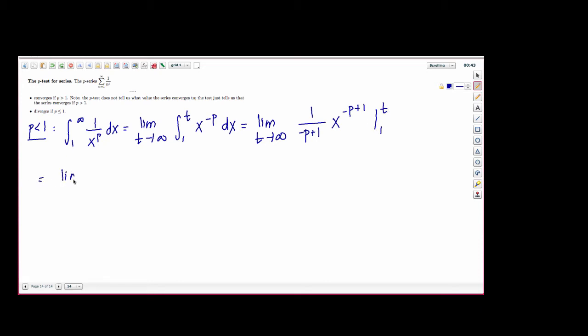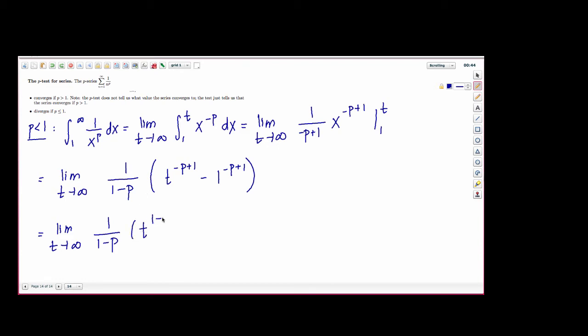So we'll rewrite this as the limit as t goes to infinity. Our constant out front, that 1 over minus p plus 1, we'll write as 1 over 1 minus p, and I'll just pull that out front. Then we've got t to the minus p plus 1 minus 1 to the minus p plus 1. So let's think about what happens as t goes to infinity. We've got the limit as t goes to infinity of 1 over 1 minus p. Now minus p plus 1, I'm going to write this as t to the 1 minus p, and then 1 to anything is 1, so minus 1 on the end.